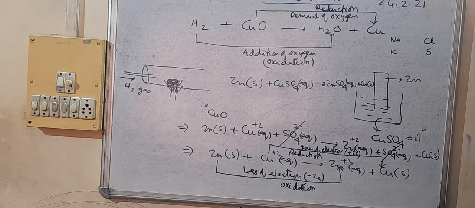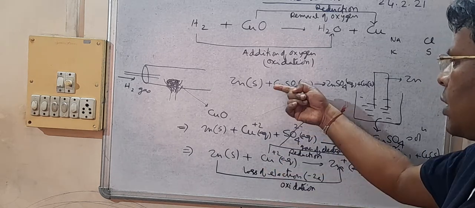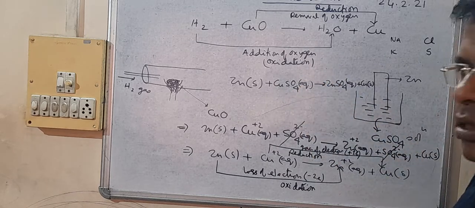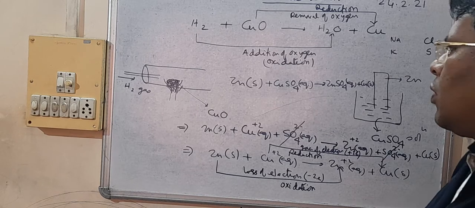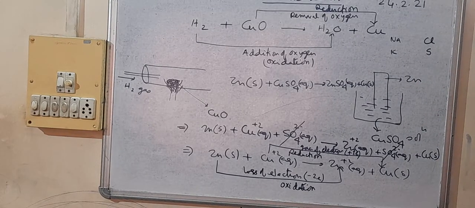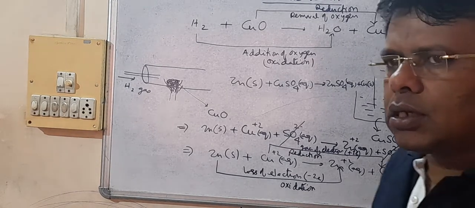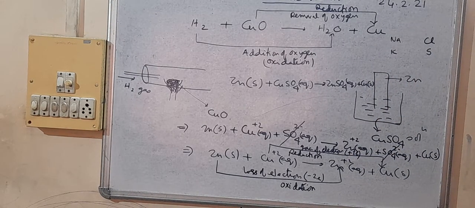So this is reduction. You see this reaction, there is oxidation and reduction taking place simultaneously. So it is an example of a redox reaction. Now you should also know what is the oxidizing agent and what is the reducing agent. The species which helps in oxidation is the oxidizing agent. The species which helps in reduction is the reducing agent.